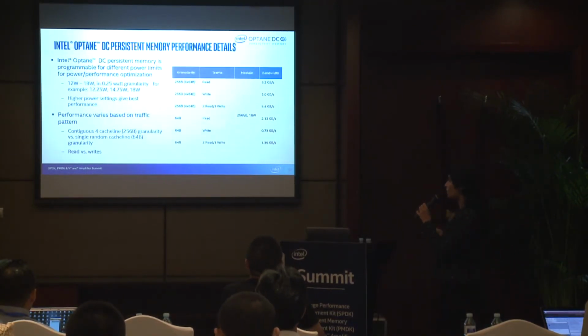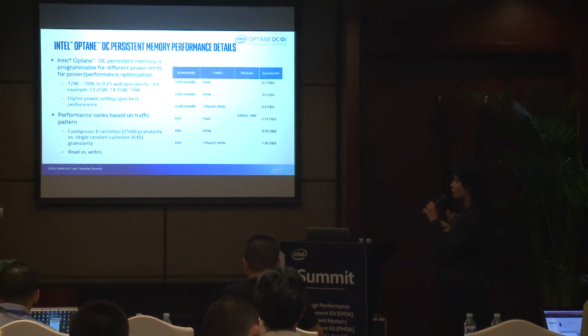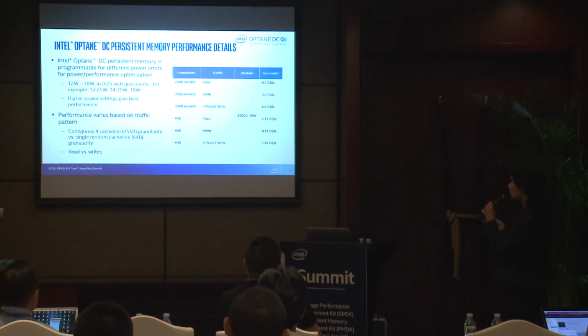The Intel Optane DC persistent memory is programmable, and it has different power limits that you can program for. These are the watt granularities, ranging between 12 watts and 18 watts, and 18 watts is where you're going to get the best performance. These numbers are at 18 watts. The size of the module we're using is a 256 GB module of Intel Optane DC persistent memory. This table shows that performance varies based on the traffic pattern.